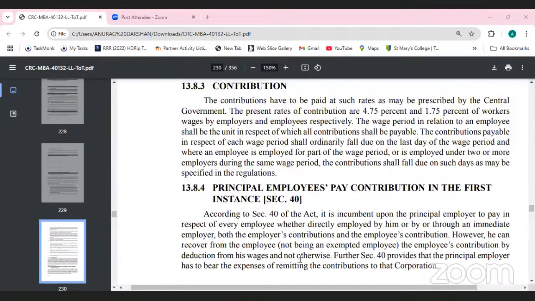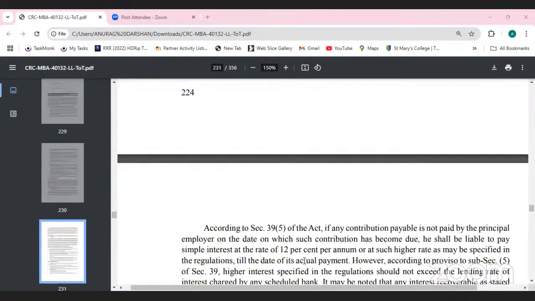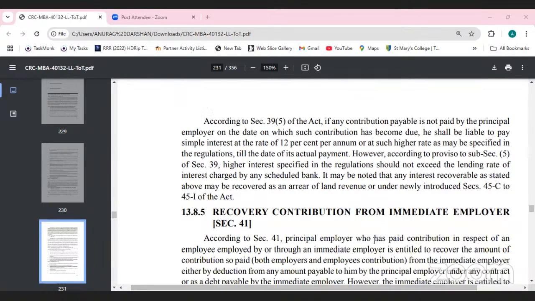The principal employer pays the contribution in the first instance. According to Section 40 of the Act, it is upon the principal employer to pay in respect of every employee, whether directly employed by him or through any other immediate employer, and he has to make the contributions. According to Section 39, Subsection 5, if any contribution payable is not paid by the principal employer on the date on which such contribution has become due, he shall be liable to pay simple interest at the rate of 12% per annum or at such higher rates as may be specified.